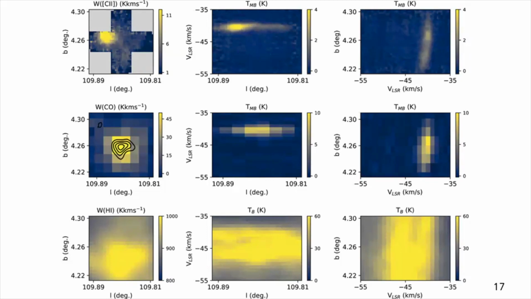Okay. So what you can see from here is that the C+ emission is lined up at the same velocity as the CO, both in the galactic longitude maps and latitude maps. However, the HI has a peak close to the top of the cloud, but the position-velocity maps show that the HI emission is offset from the C+ and the CO gas, both in latitude and longitude.